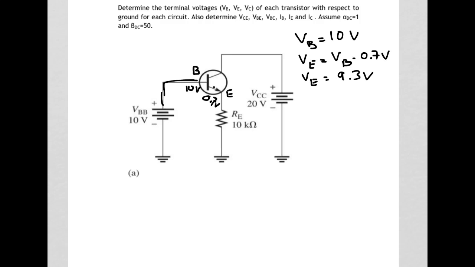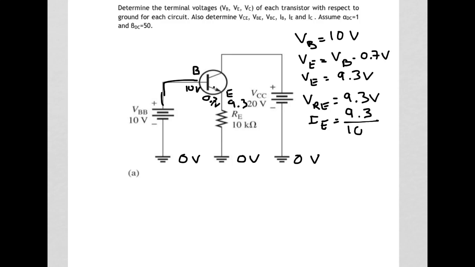Okay? So now if I know VE, and this is, remember, the ground, so I have 0 volts everywhere. So if I have 9.3 volts at this point, and I have 0 here, the voltage across RE is also going to be 9.3 volts. So if the voltage across R is 9.3 volts, then IE or IRE is going to be 9.3 over 10,000. Okay? So 0.93 milliamps.